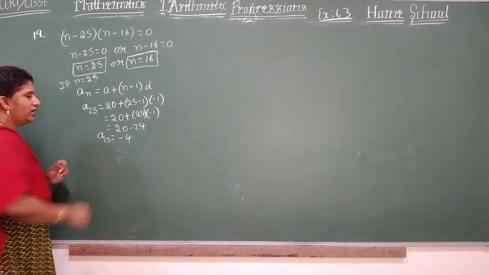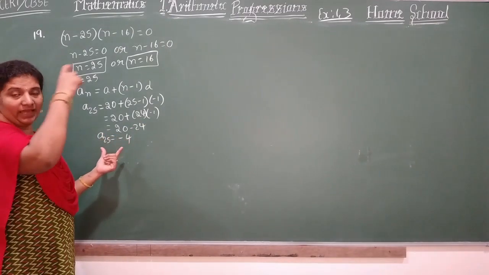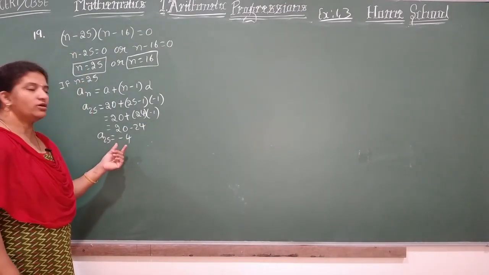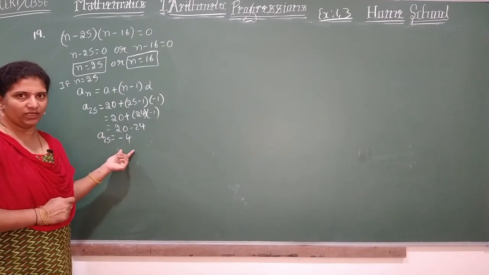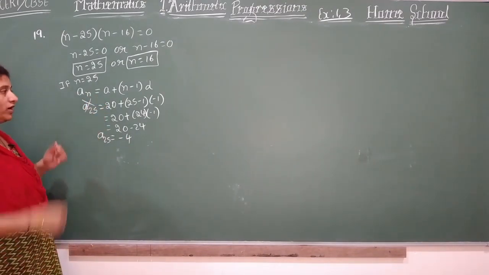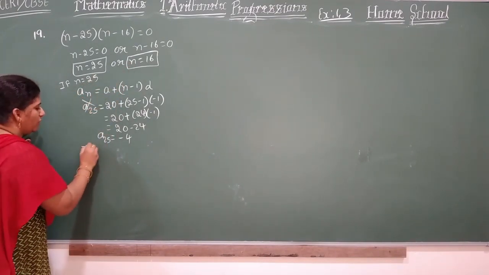Look here, children. Do we say there are minus 4 logs? No. We cannot say a number of logs with a negative value. So I think this is the wrong answer. So what do we need to consider? Let's consider n equal to 16.